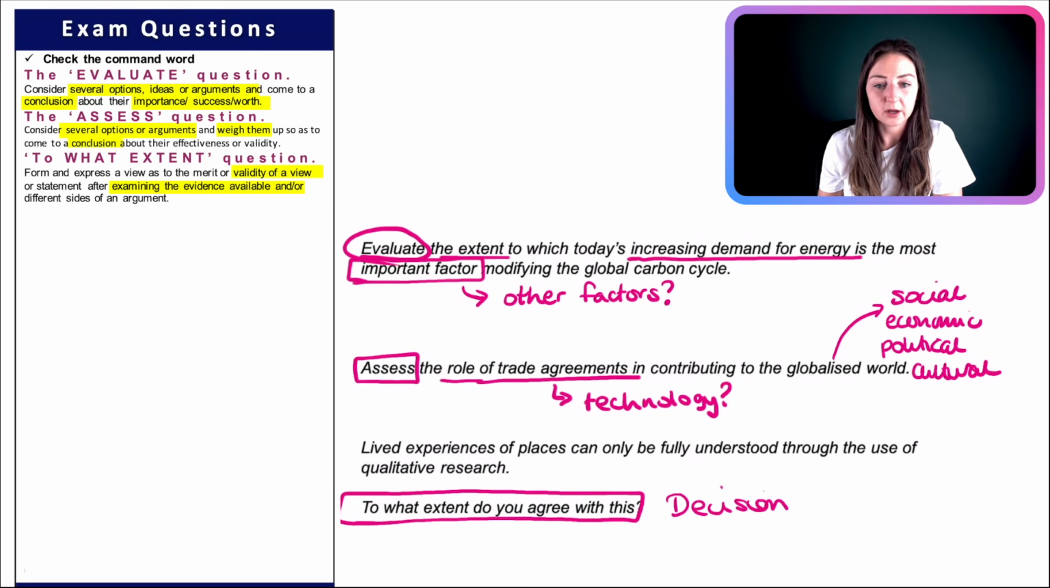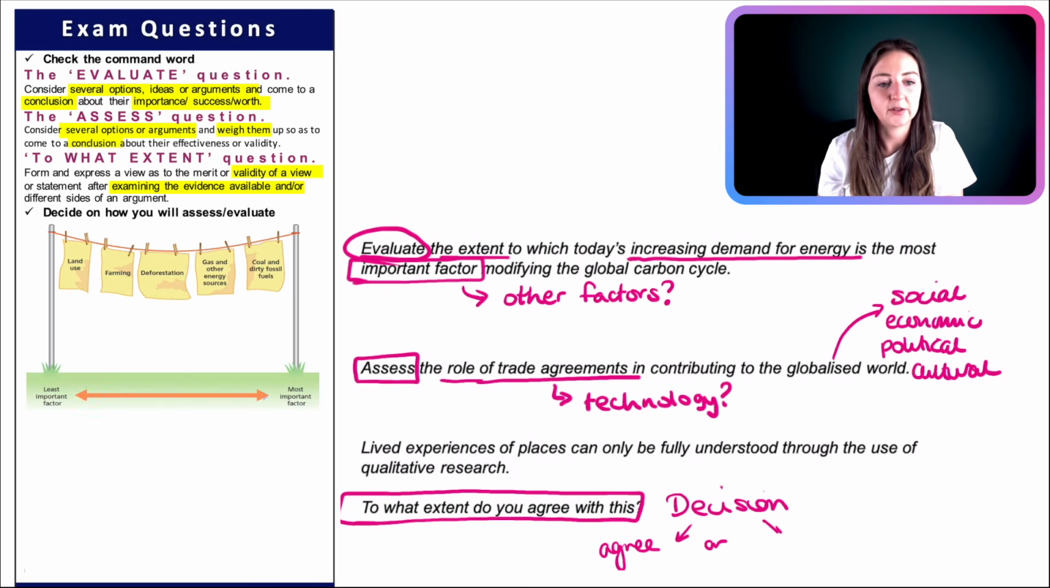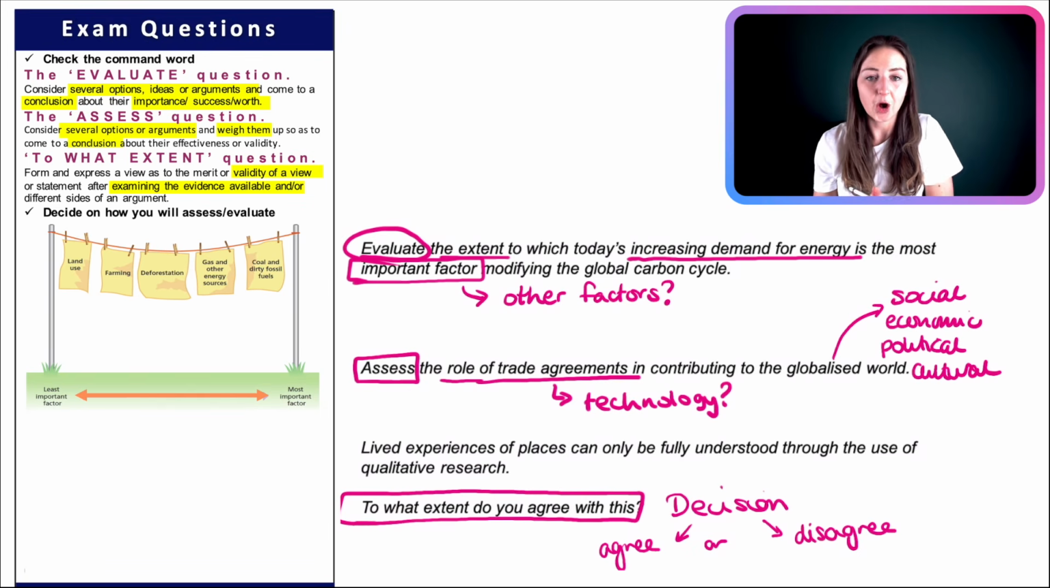So I think once you've worked out the command word and you're looking at how to answer it, you want to think about how will you assess or evaluate. So this is what I was saying was taken from the Geography Review article for the first question. So the demand for energy part is what is the most important factor. So for example, if you hung all these up on a washing line, would land use be most important, farming, deforestation? And this can help you structure it as well.